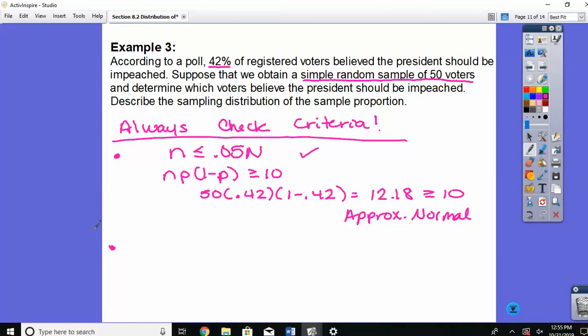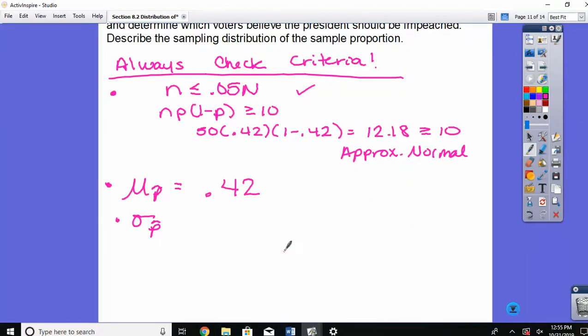Now we need to give our mean and standard deviation. So the mean for the sample proportion, the mean for p hat, is just p, which is what in this problem? The standard deviation for p hat, we wrote down our formula. It's the square root of p, so 0.42, times 1 minus p, all over n. And what was my n in this case? 50.